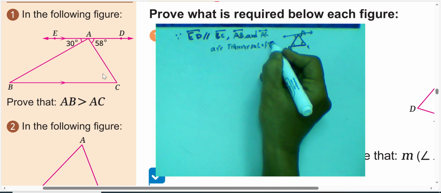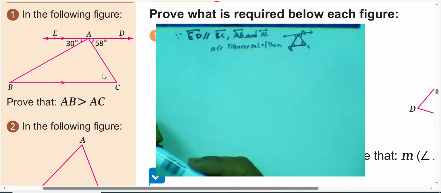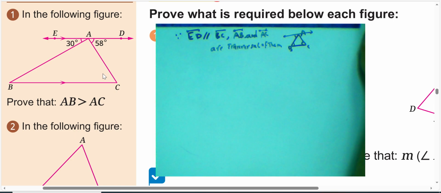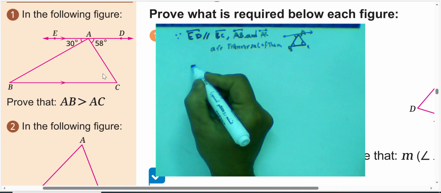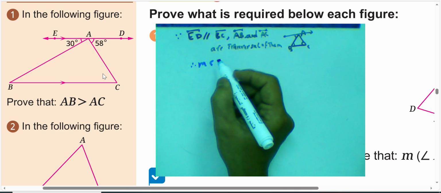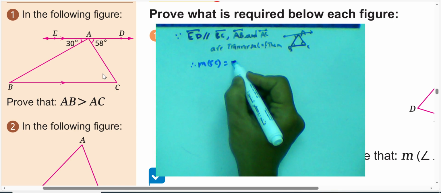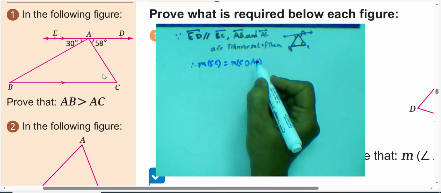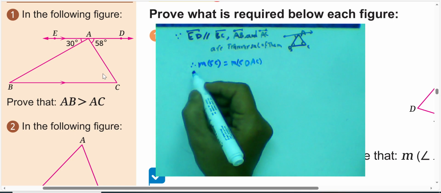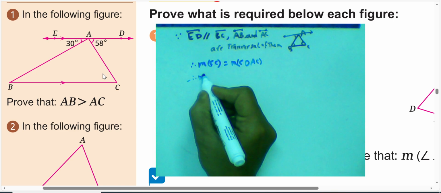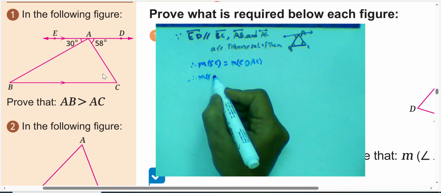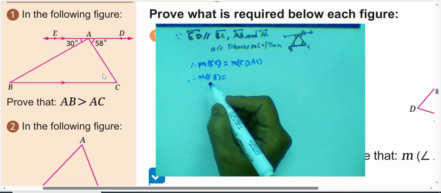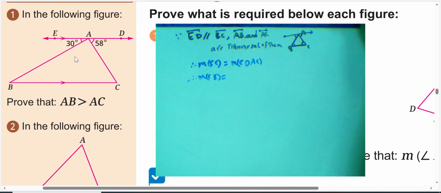Of them, we have two transversals. Then the measure of angle C will be equal to the measure of angle DAC, and the measure of angle P equal to the measure of angle EAP. This angle EAP.